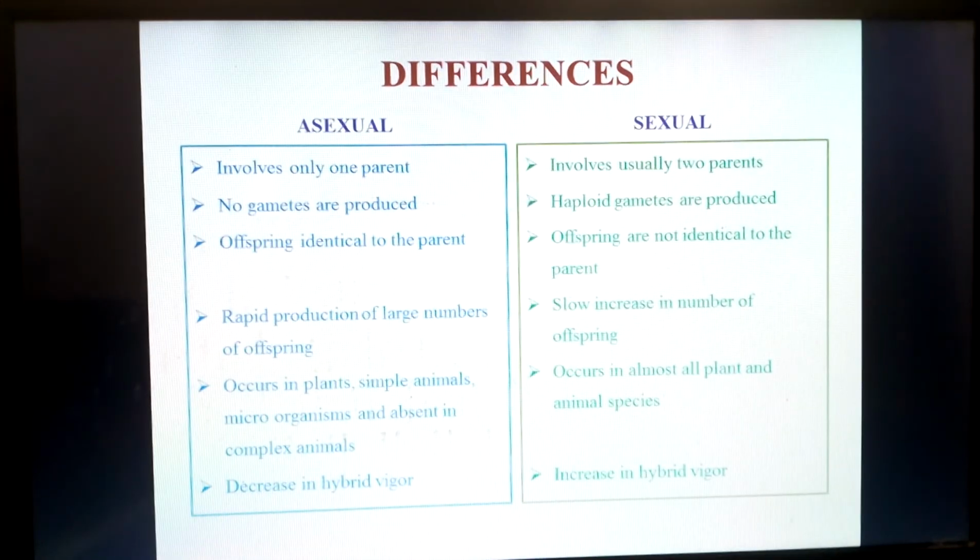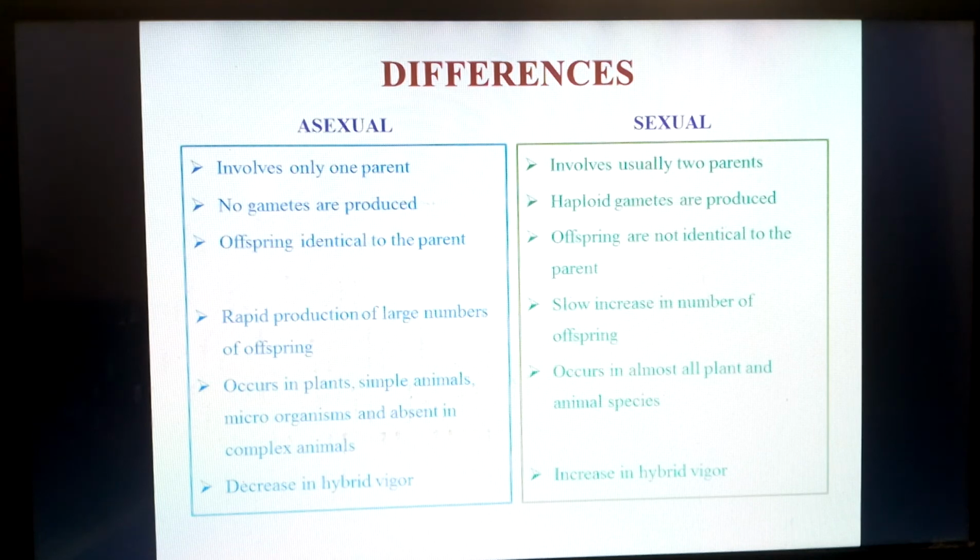And with differences, I have categorized them in form of a table. On my left hand side I have asexual reproduction, on my right hand side I have sexual reproduction. As you see in my table, asexual reproduction involves only one parent organism. The other usually involves 2 parent organisms, or one that is hermaphroditic. No gametes are produced in asexual, while in the other, gametes are produced. Offsprings are identical to the parent in asexual, and not identical to the parent in sexual reproduction.